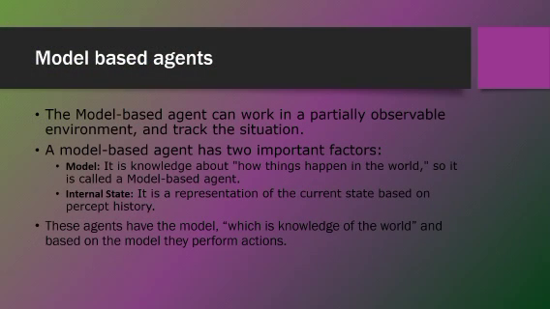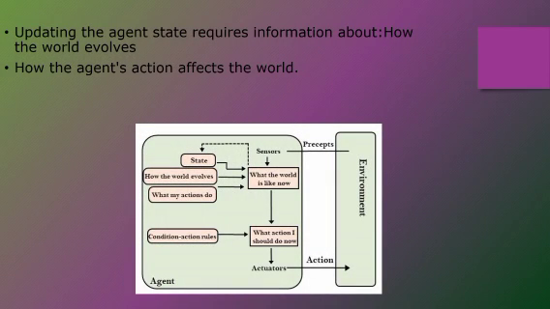Everyone, I am Jothi. I will explain about model-based agent. The model-based agent can work in a partially observable environment and track the situation. There are two important factors in model-based agent. One is model, second one is internal state. Model is knowledge about how things happen in the world, so it is called a model-based agent. Internal state is a representation of the current state based on percept history. This agent has the model, which is knowledge of the world, and based on the model they perform action. The agent state requires information about how the world evolves and how the agent action affects the world. This is the diagram explaining the model-based agent.